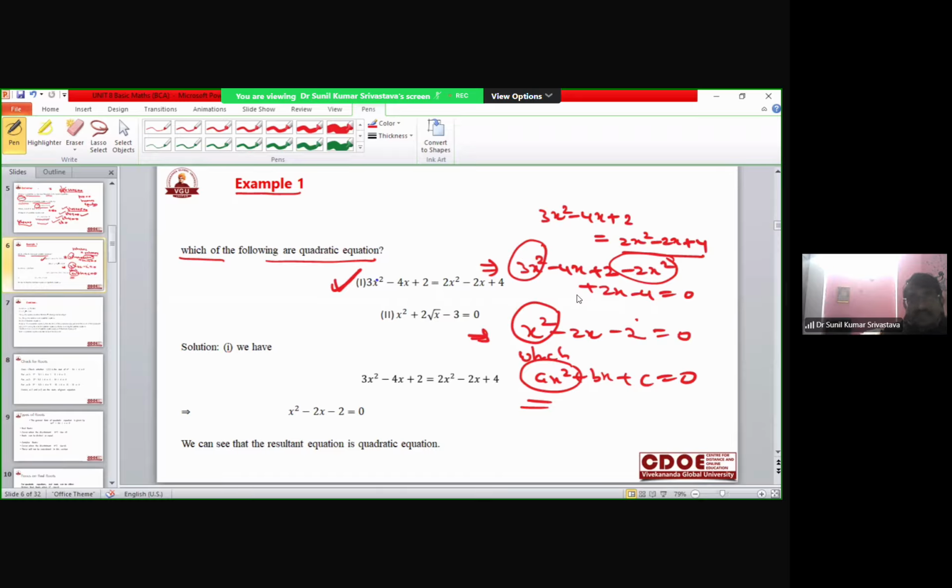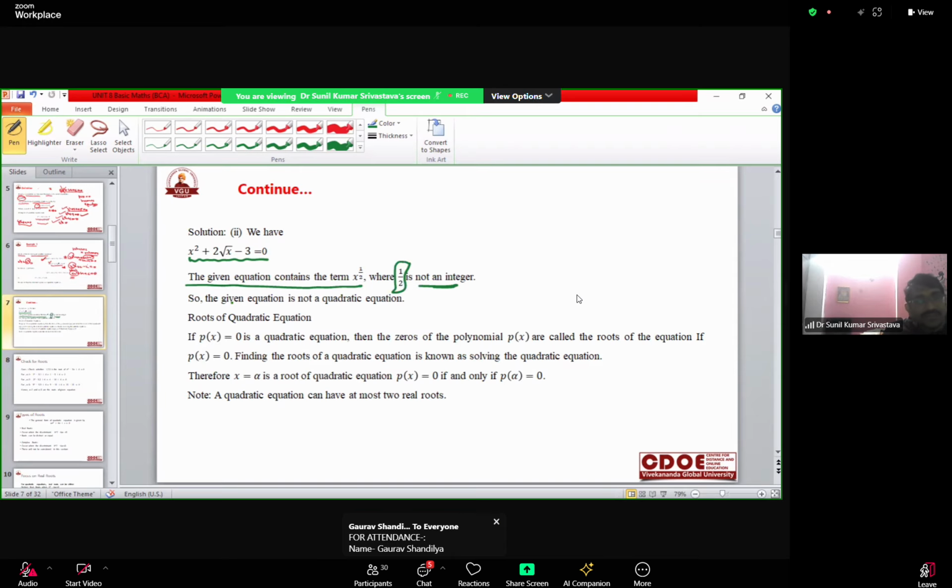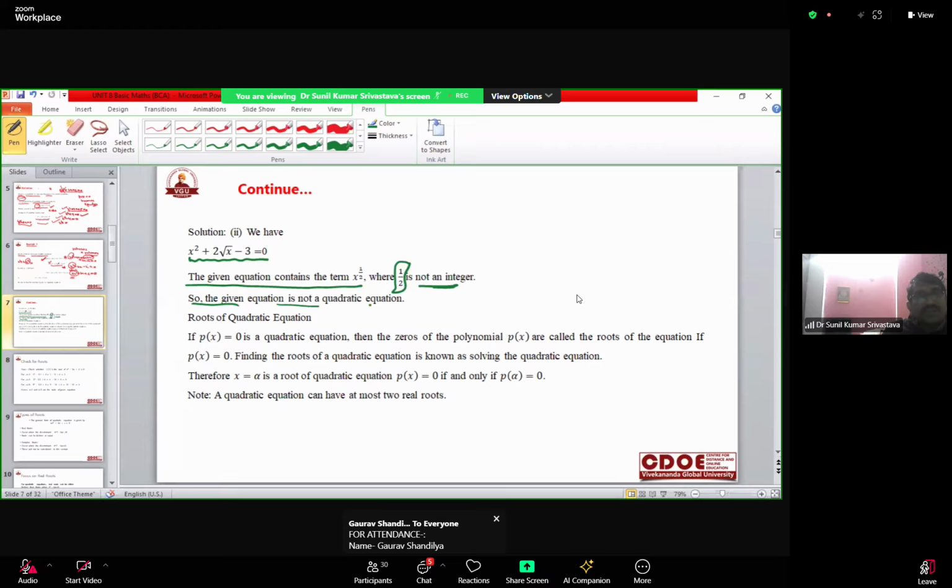In the same context, in example number 2, x square plus 2 root 2x minus 3 is equal to 0. So here we find x square plus 2 x raised to power of 1 by 2 minus 3. Here a fractional power of x is present. For solution number 2, the given expression x square plus 2x minus 3 is equal to 0 contains the term x raised to power of 1 by 2. 1 by 2 is not an integer.